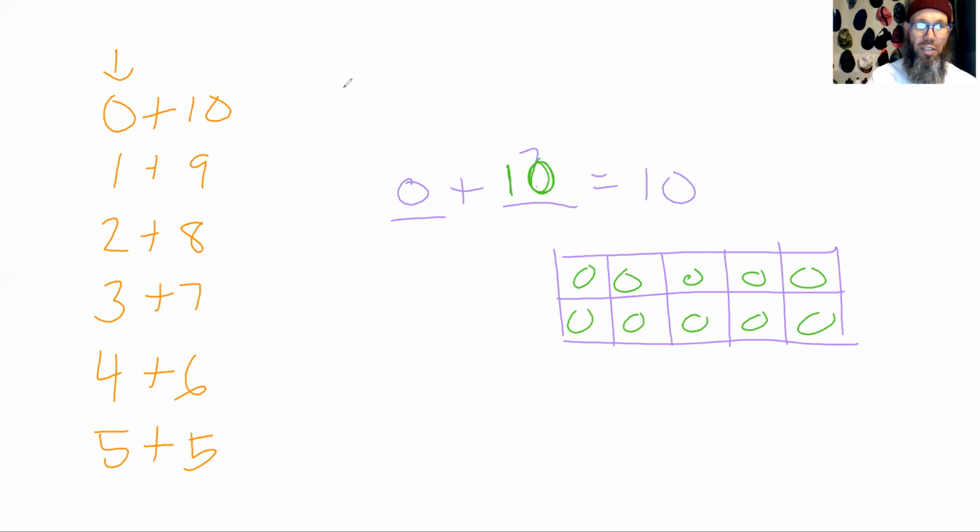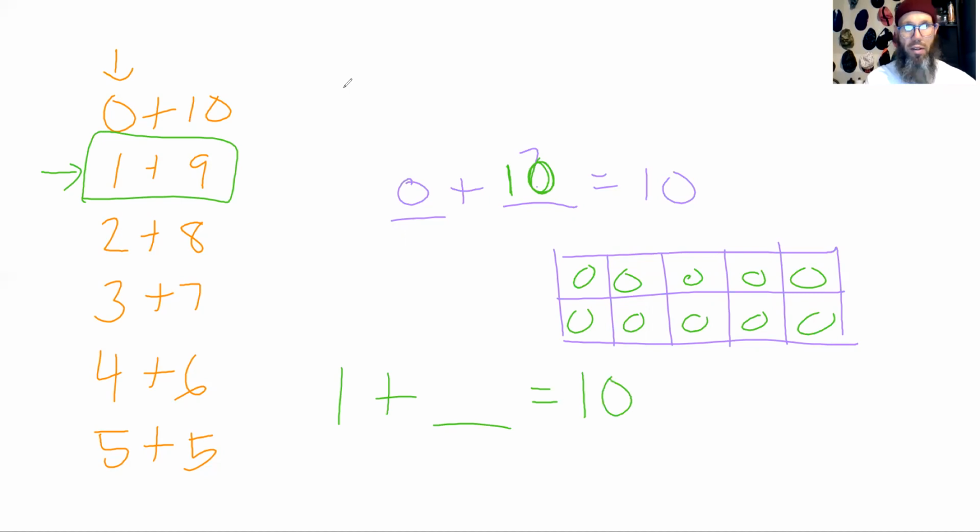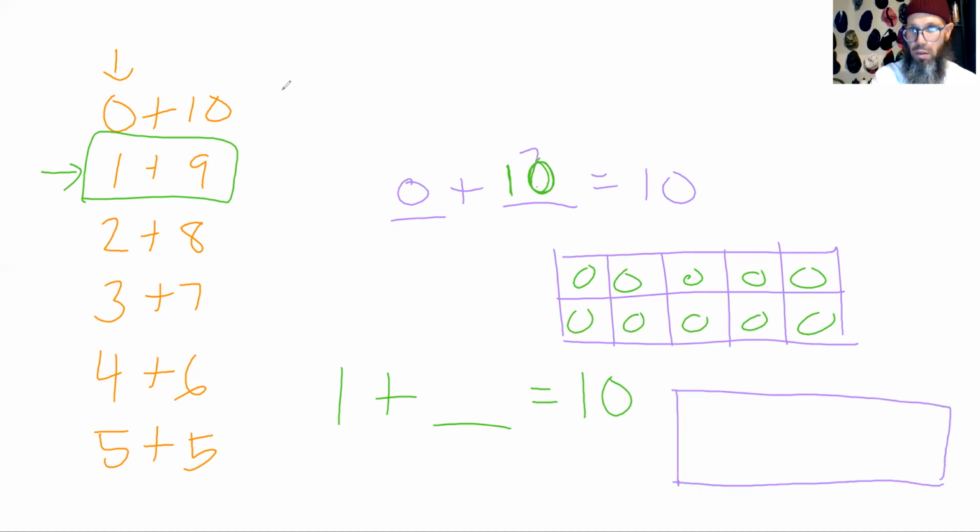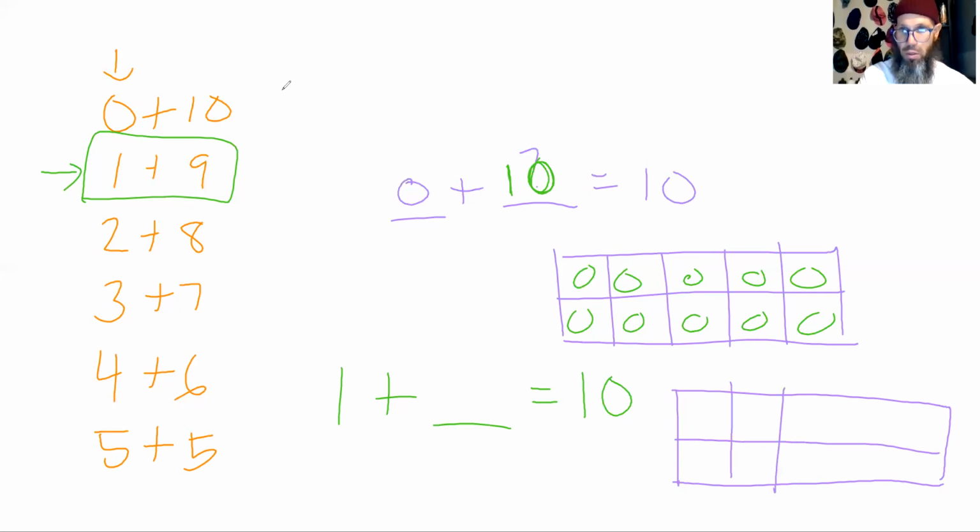All right, let's test out the 1 plus 9 theory. Again, I'm going to start with 1, and we're wondering what number would make 10. Yes, we know it's 9, it's up there, but let's prove it, let's show it. I'm going to use a tens frame to prove that. So, 1, 2, 3, 4. Let's go back to what we're starting with. We're starting with 1, so I'm going to put in 1 marker, that's what I have. Now, how many more do I need?